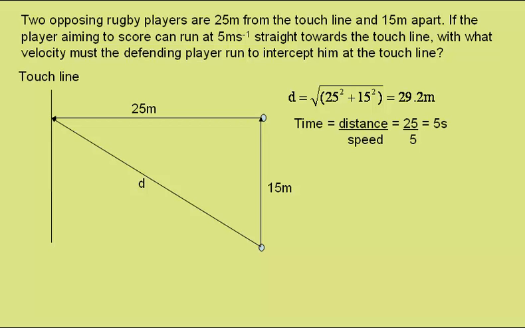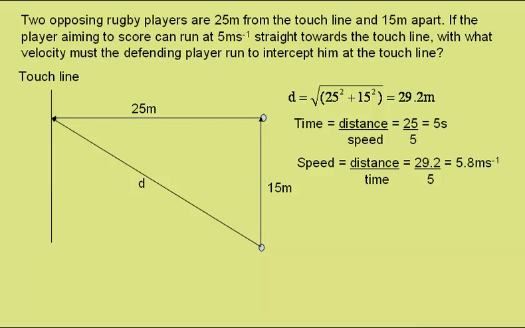Now, the time he has to do that, well, player 1 is going to cover 25 meters at a speed of 5 meters per second. So player 1 will take 5 seconds to get to the touchline. Player 2 therefore also needs to take 5 seconds, so their speed will equal their distance covered, the 29.2 meters, over the time available of 5 seconds. So player 2 must run that bit faster at 5.8 meters per second.